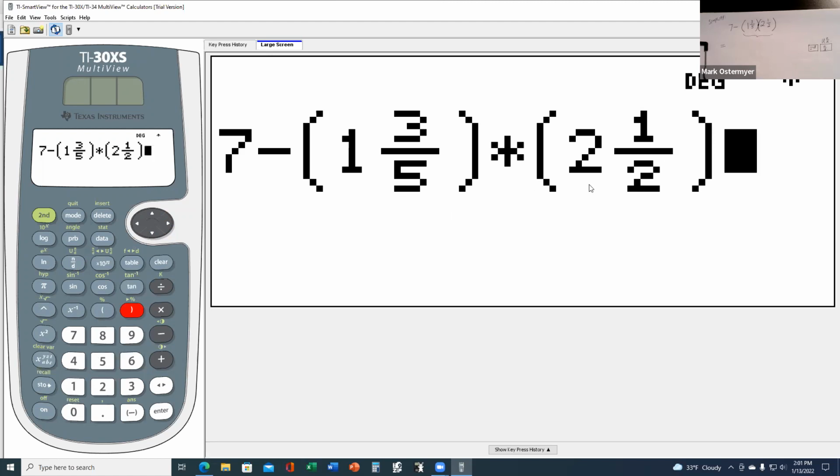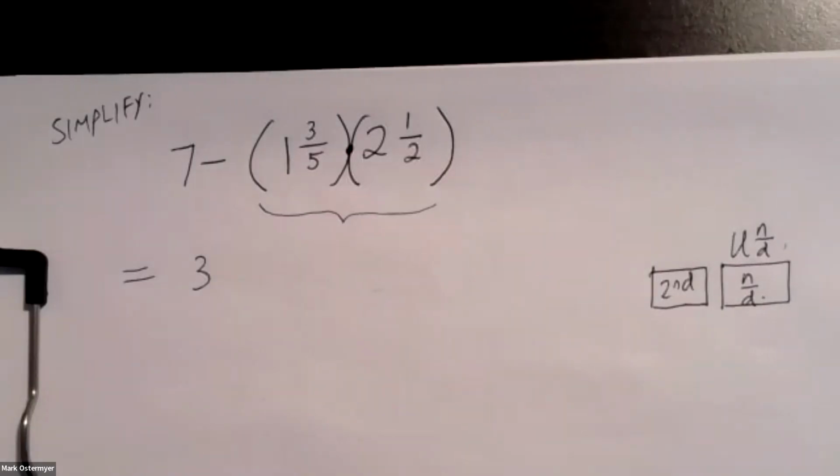Ladies and gentlemen, we typed in our expression on one line. We should be able to get our answer now by hitting our enter button. Hit enter and boom, there's your answer. So what is your answer? Just 3? And we're done. Your answer is 3. Isn't that amazing? You got to love this calculator. The answer is 3.